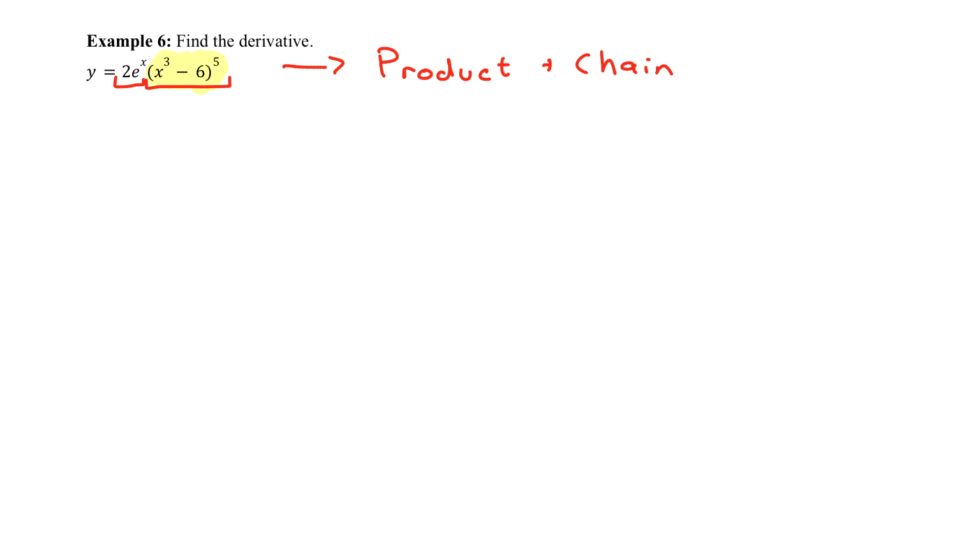Now, once I identify that I'm going to be using multiple derivative rules, I really like to slow down this process and kind of go back to basics. Take your time with these problems. So when we were working with the product rule way back when, we said, okay, here's a function f, here's a function g. So f is equal to 2e to the x power. G is equal to x cubed minus 6 raised to the 5th power. And here I'm just slowing this down as much as I can.